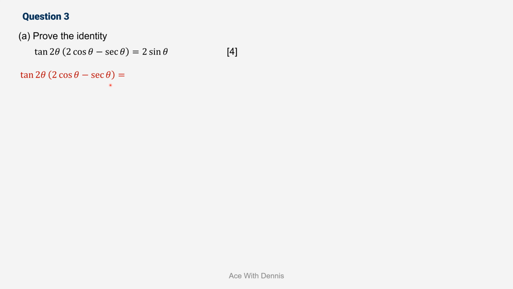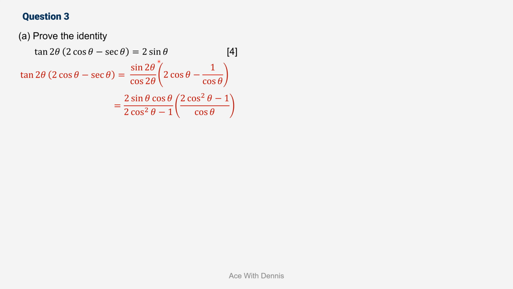So the very first thing I want to do is change the tangent and the secant into sine and cosine only. Okay, so tangent 2 theta will be sine 2 theta over cosine 2 theta, while secant theta will be 1 over cosine theta. So 2 cosine theta will remain the same.